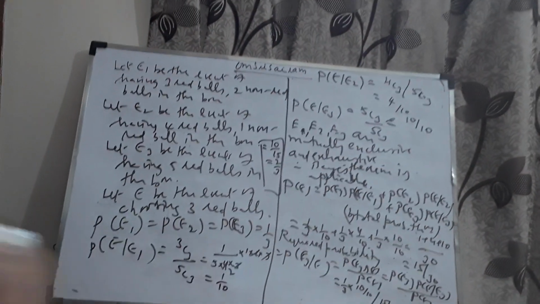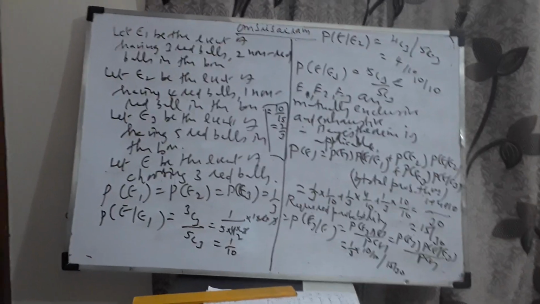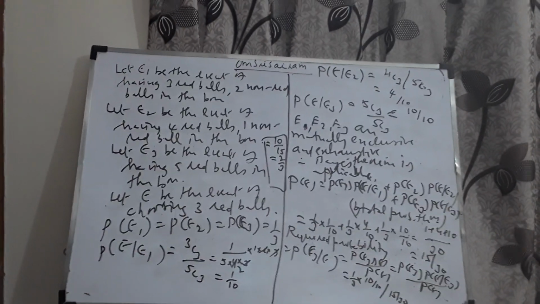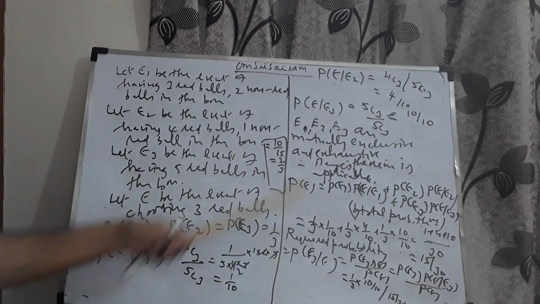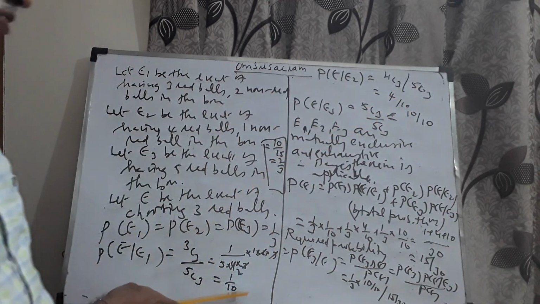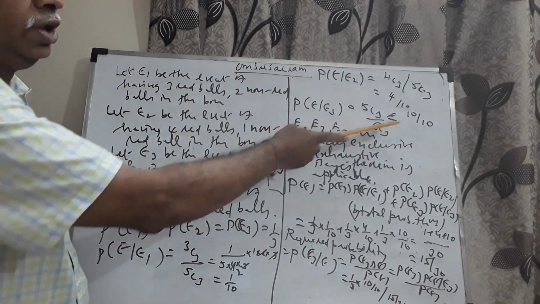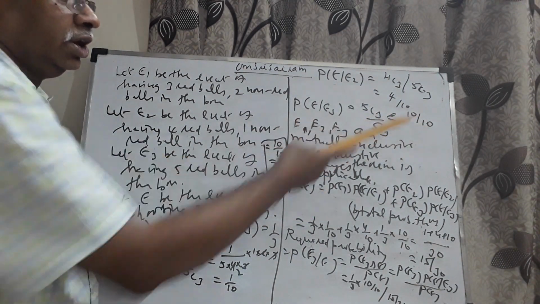I think bottom portion is not visible here. Let me just, 1 second. Okay, you mean to say 4 by 10. This reduction is 10 we have seen. Now P of E bar E3, all of them are red. So 5C3 by 5C3, 10 by 10.